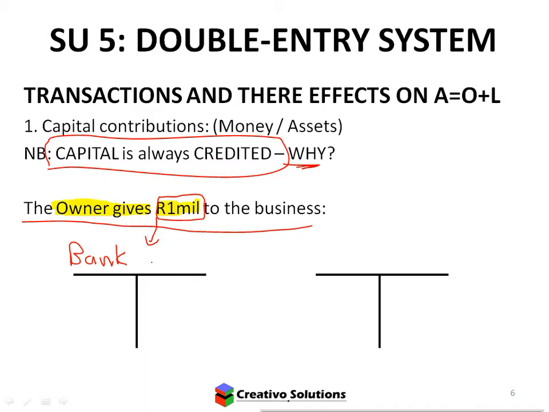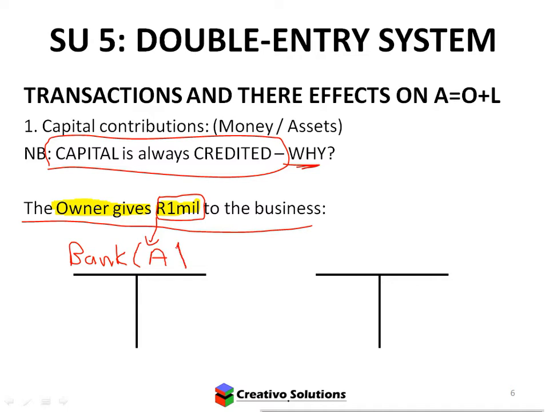Apply your definitions. Bank is which of those 6 rules? Which elements? Referring to like assets. Yes, which elements? It's an asset, it's a resource. Good, there's the answer, asset. So now I know bank is an asset. Now you need to ask yourself the question, what is happening to the bank account? So tell me what's happening to the bank account of the business.